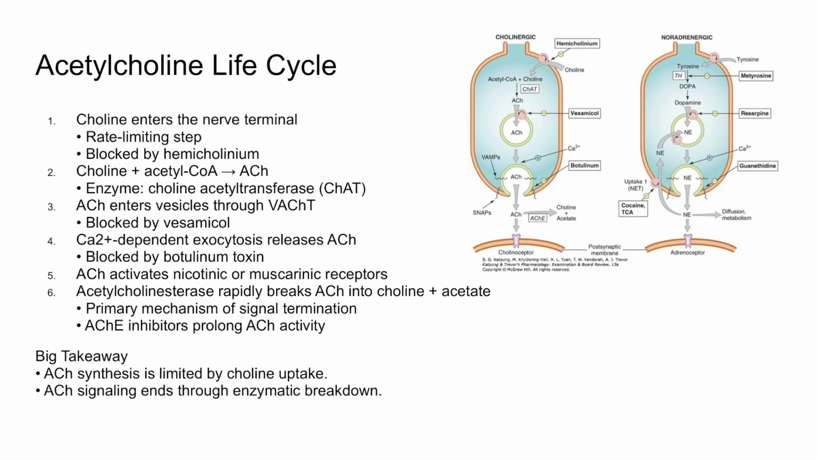Acetylcholine then activates nicotinic and muscarinic receptors, and unlike norepinephrine, its signal is terminated primarily through enzymatic destruction. So this is where acetylcholinesterase comes in, and acetylcholinesterase rapidly converts acetylcholine into acetate and reusable choline. Therefore, acetylcholinesterase inhibitors, which we will cover, increase and prolong acetylcholine activity at every cholinergic synapse they can reach, right? If you destroy the thing that's destroying your drug, then you're going to have more drug.